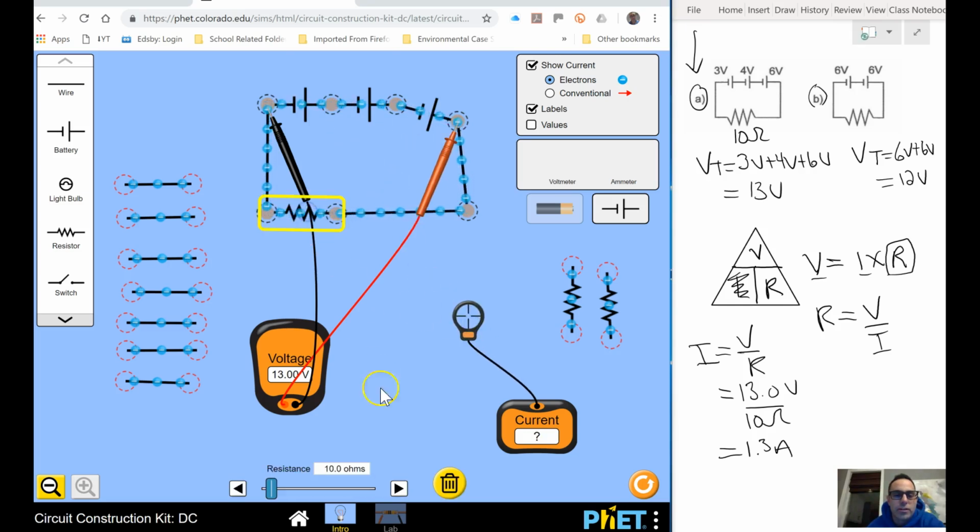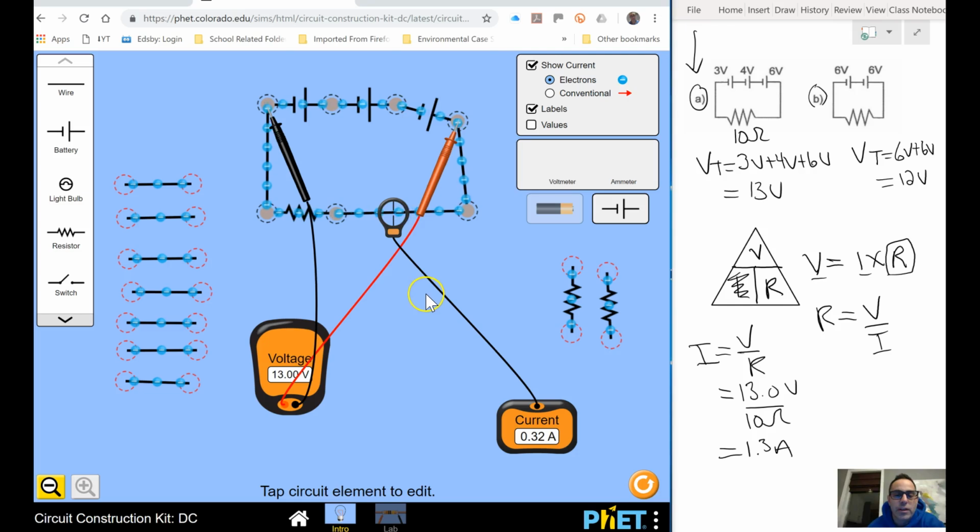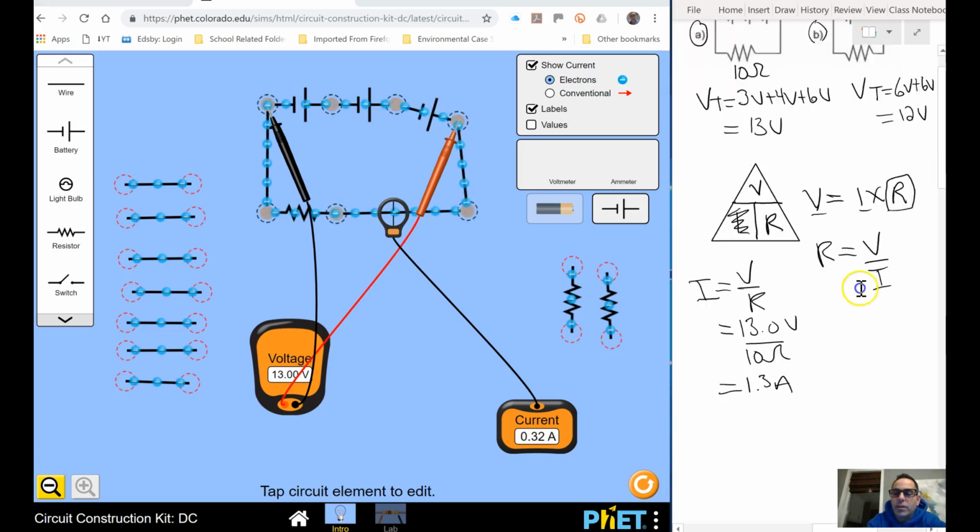And what's interesting is if I punch up my resistance, say I bring it to 40 ohms. There we go. See, watch, the electrons move so much slower because there's more resistance. It slows the flow of electrons down. Now there's only 0.32 amps because my resistance is 40 ohms. If I plugged 40 into here, it'd be 13 divided by 40, which would give you 0.32. So that's one set of questions that we can look at.